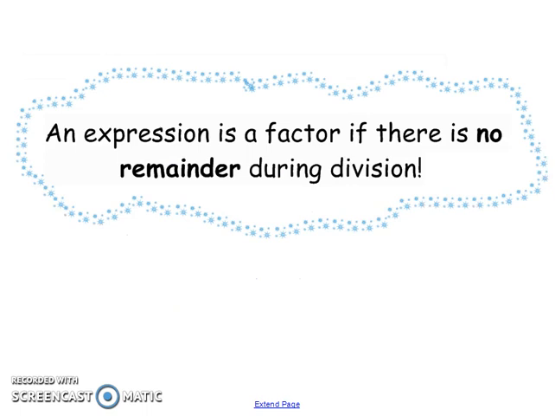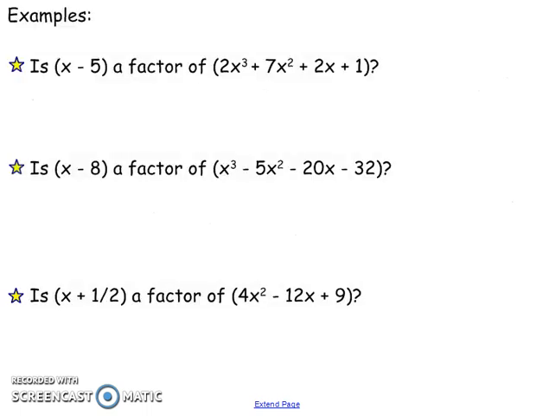Okay, an expression is a factor if there is no remainder during division. So if you do division and there's no remainder and it goes in evenly, that means that that number you divided by is a factor of that larger polynomial. So if we look at these examples, is x minus 5 a factor of 2x cubed plus 7x squared plus 2x plus 1? So in order to know if it's a factor, it's a yes or no answer. So we don't have to write out our polynomial solution as an actual polynomial expression. We just need to set it up and figure out if our remainder is 0 or not.